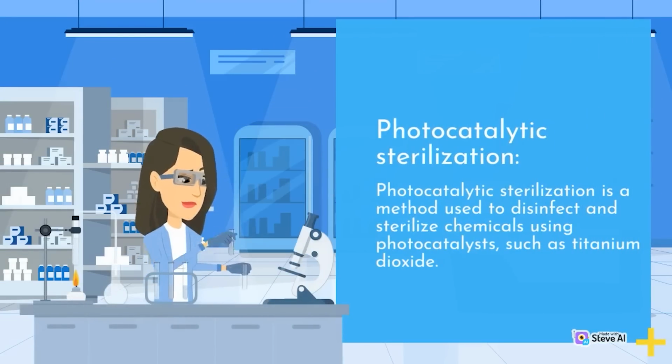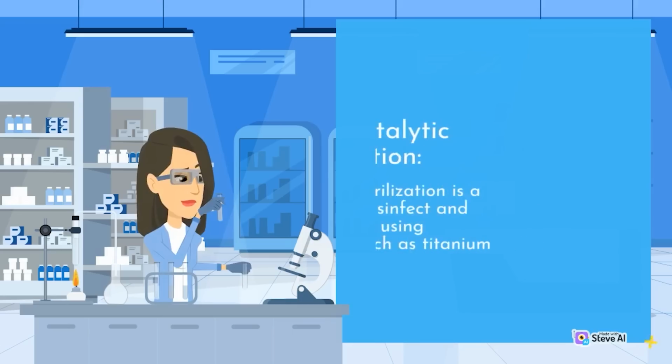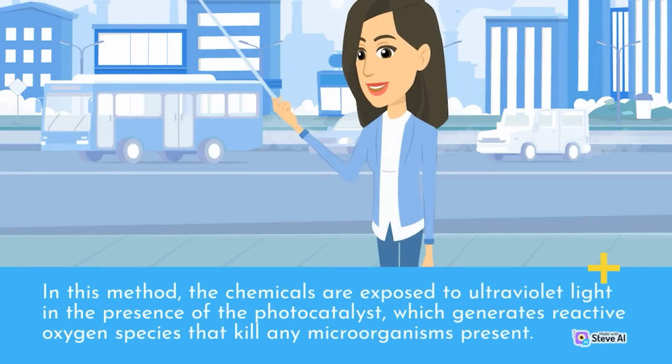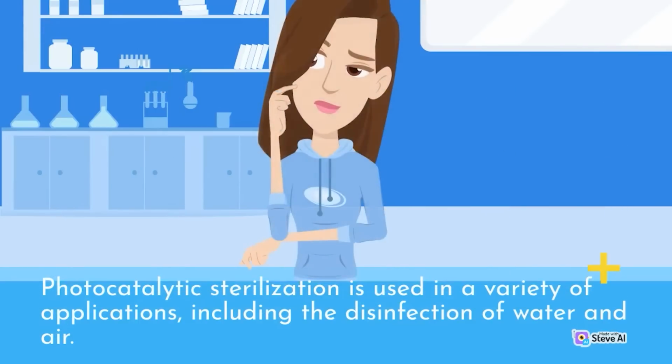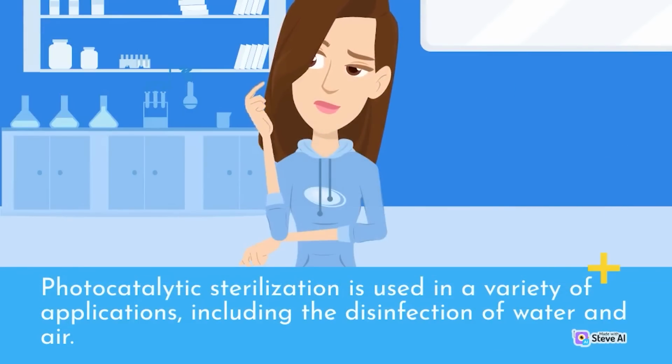Photocatalytic sterilization. Photocatalytic sterilization is a method used to disinfect and sterilize chemicals using photocatalysts, such as titanium dioxide. In this method, the chemicals are exposed to ultraviolet light in the presence of the photocatalyst, which generates reactive oxygen species that kill any microorganisms present. Photocatalytic sterilization is used in a variety of applications, including the disinfection of water and air.